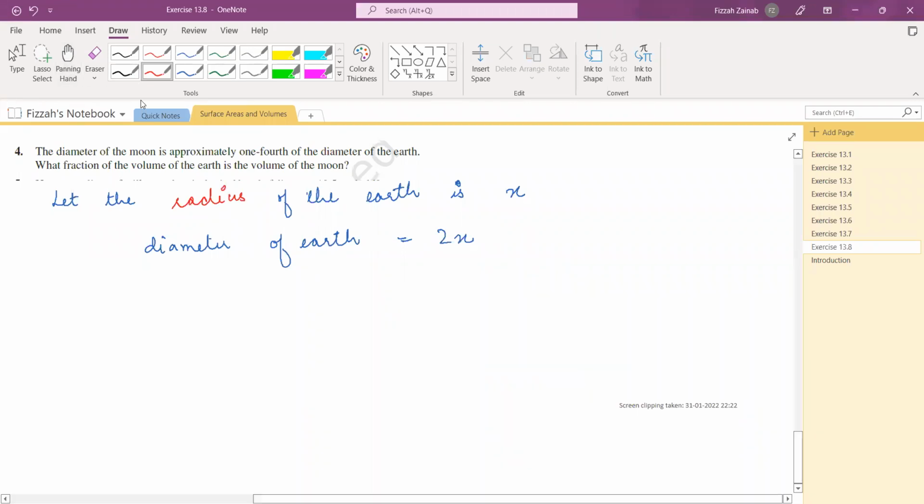So far, fine. So we have assumed that the radius of the earth is x, so the diameter of the earth is 2x. Now it is saying that the diameter of the moon is approximately 1/4 of the diameter of the earth. So therefore, the diameter of the moon will become 1/4 of 2x. Is this clear?